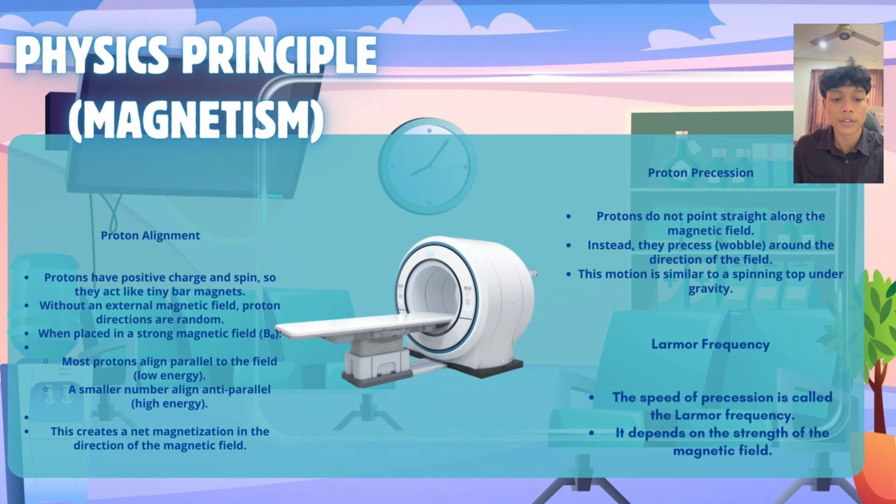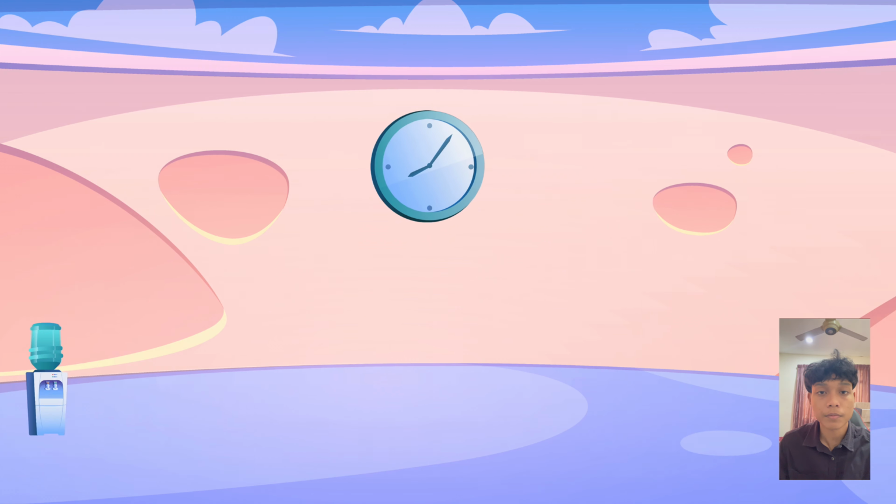Next, proton precession. Protons do not point straight along the magnetic field. Instead, they precess, or wobble, around the direction of the field. This motion is similar to a spinning top under gravity. The last one is the Larmor frequency. The speed of precession is called the Larmor frequency. It depends on the strength of the magnetic field.